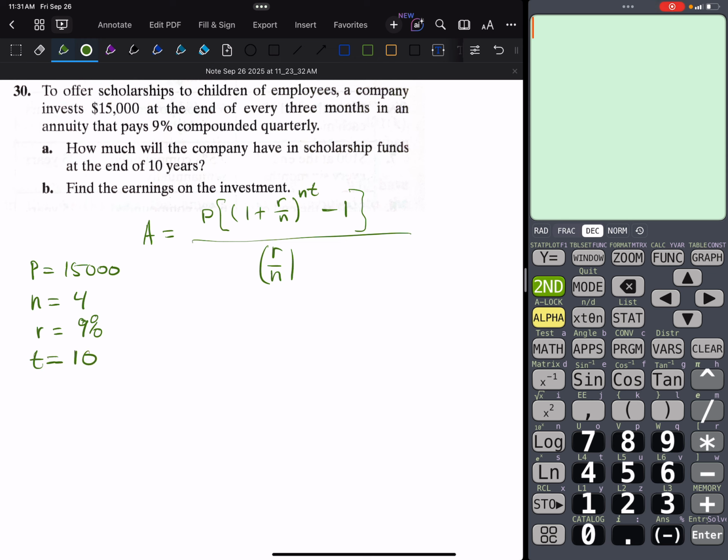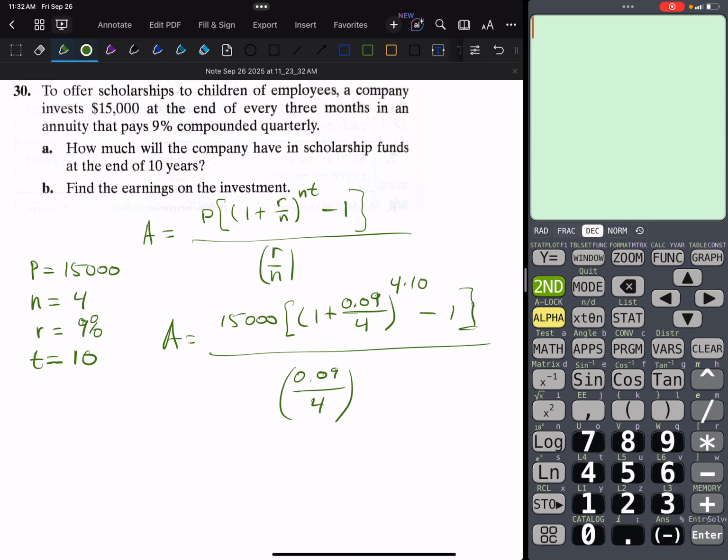So let's assemble this. A equals, and I've got 15,000 as my quarterly payment, times 1 plus, and then my rate is 9%, but remember I always convert those rates over to ratios. So 9% becomes 0.09, and then that's divided by 4 because it's a quarterly compounding period, raised to the number of compounding periods times the number of years to give me the total number of periods, minus 1. That's all divided by my quarterly rate.